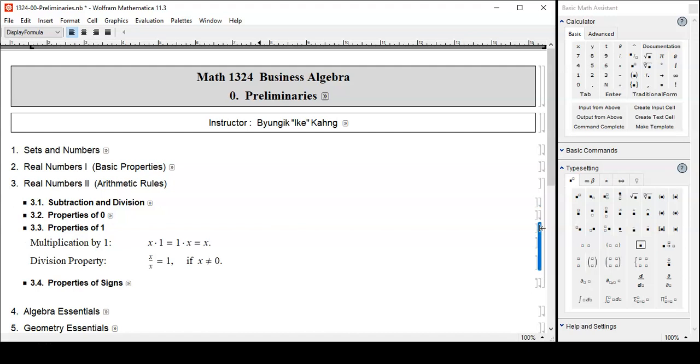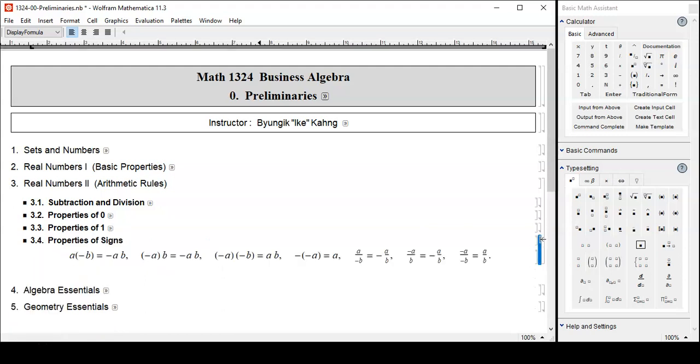Here are some properties of 1. Multiplying by 1 is okay, all right. Multiplicative identity, fine. And if you divide by the same thing, then that's 1. But remember, x should not be 0. 0 over 0 is not well defined. Let's see, what other properties?